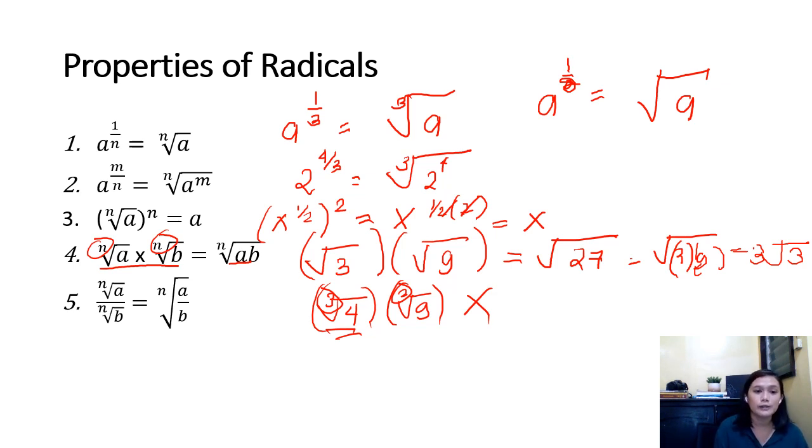Here, you have number 5, nth root of a all over nth root of b. This is equal to the nth root of a all over b. Similar to number 4, you could also combine it, but only if they have the same roots, or the same value of n. Alright? Now, I think that's it for the properties of radicals. Let's move on to the next one.